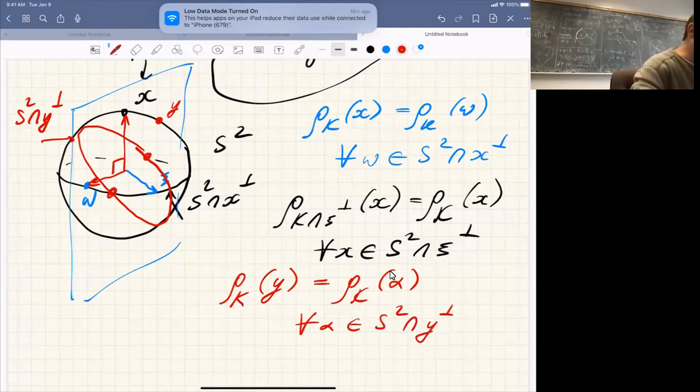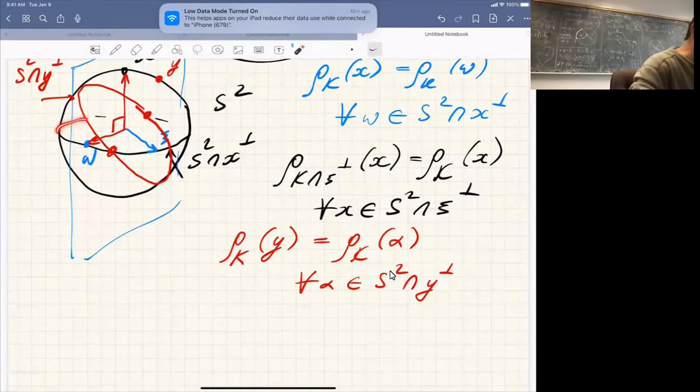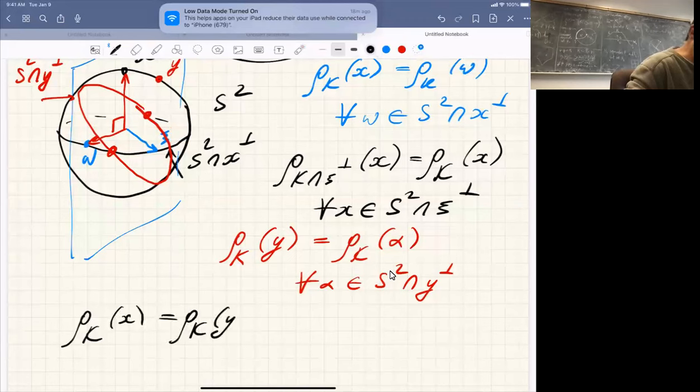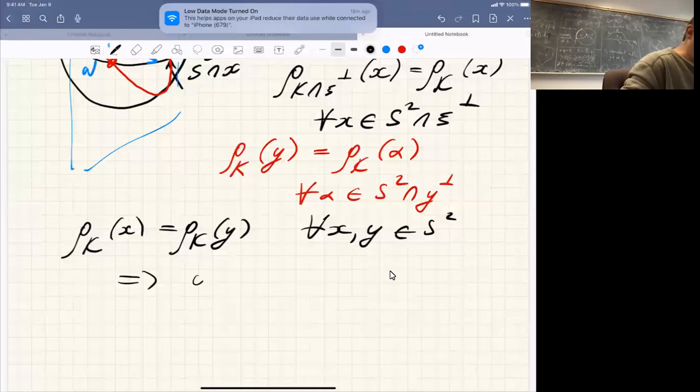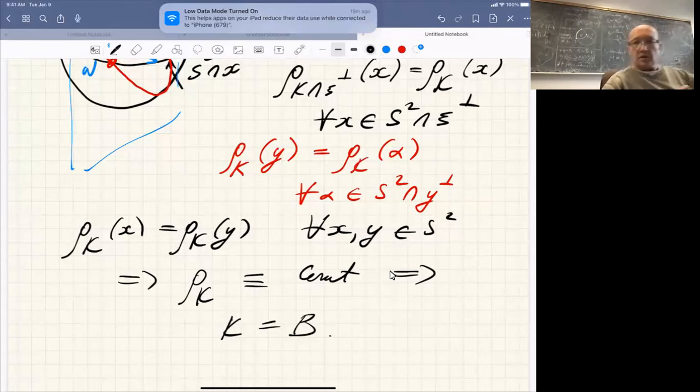Hence what I got, because my function is constant here, and my function is constant here, and the equators intersect, the function must have the same value. And I got that rho k of X is rho k of Y for any points X, Y on the unit sphere. And then I got that my function rho k is identically constant. And this exactly means that K is the Euclidean body. So this is an exercise.